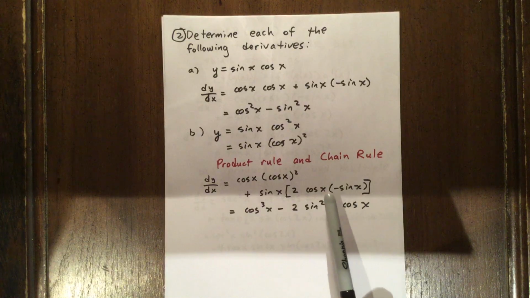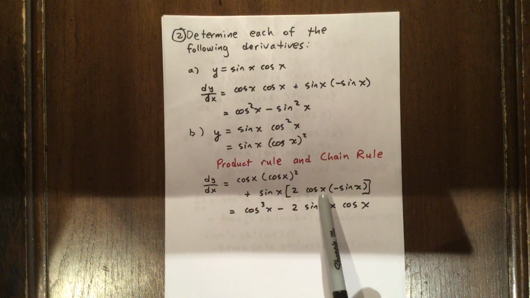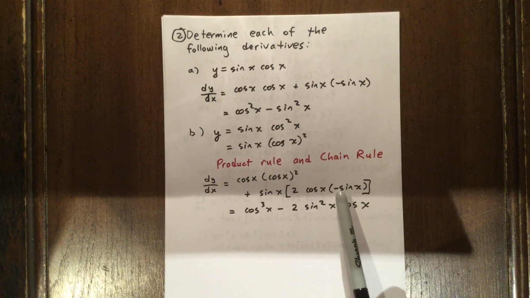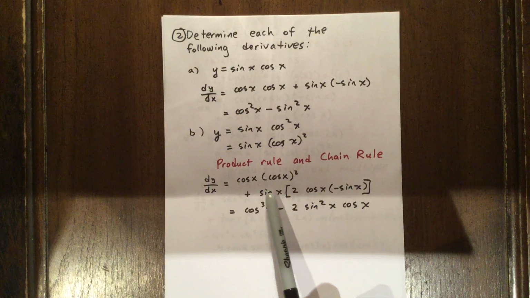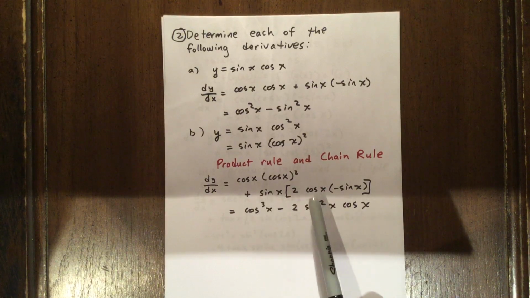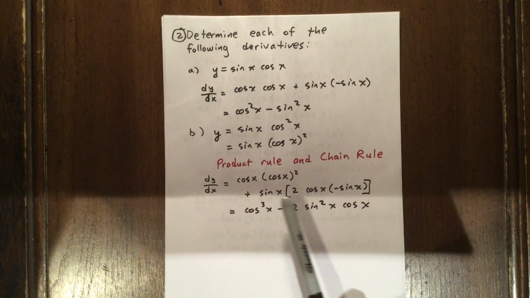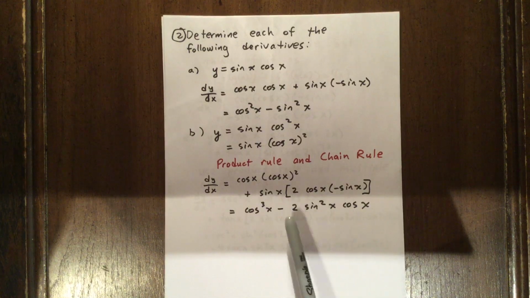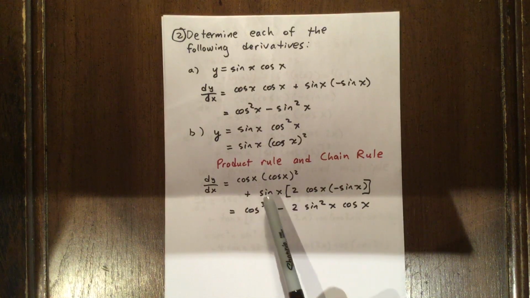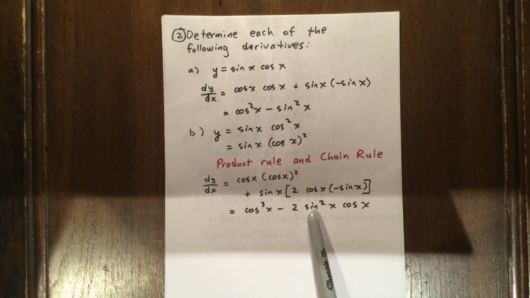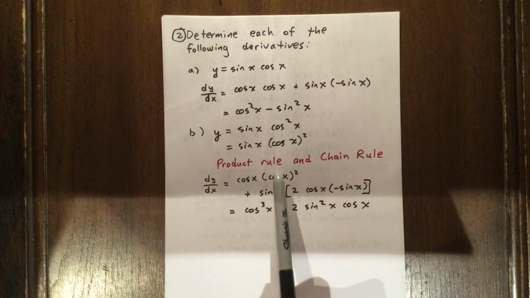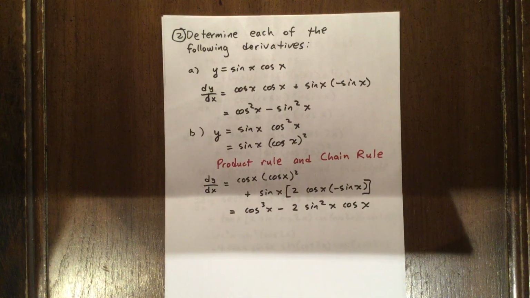So this negative sine x is not multiplying x. Cos x is its own entity. So what we can do is think of this negative sine x as multiplying that sine x, and this 2 cos x is kind of on its own. So we have the coefficients 1 and 2 and -1. When we multiply those, we get -2. And we have sine x times cos x, which is sine squared x cos x. And the first part, cos x times cos x quantity squared, is cos cubed x.